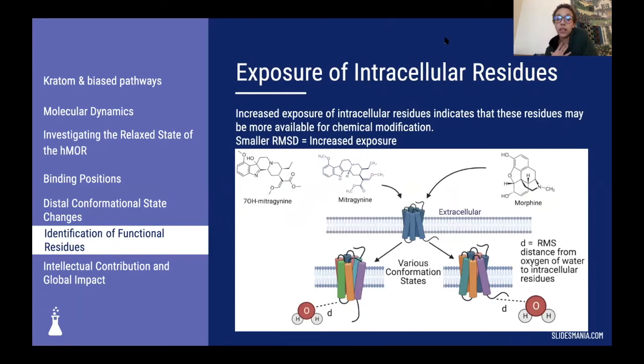Okay, and thinking about the exposure of intracellular residues, this piece is particularly important for thinking about which residues may be more exposed to be chemically modified. So we would look at the root mean squared distance from the oxygen on water molecules in the solvent to the intracellular residues on the intracellular loops of the receptor, knowing that that's where those coupled proteins tend to bind with the receptor. Obviously, these water molecules are super huge, just to give you some idea of what we'd be looking at.